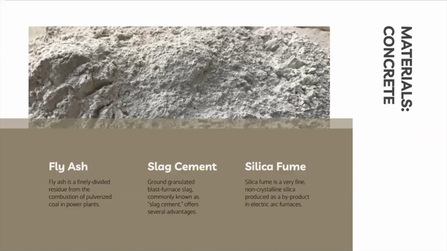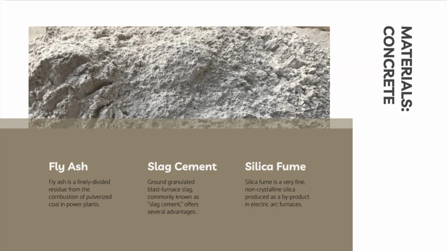Supplementary cementitious materials like fly ash, ground granulated blast furnace slag, and silica fume can be used in concrete to partially replace cement and enhance various properties. These materials react chemically with calcium hydroxide to contribute to the cementitious matrix of concrete.